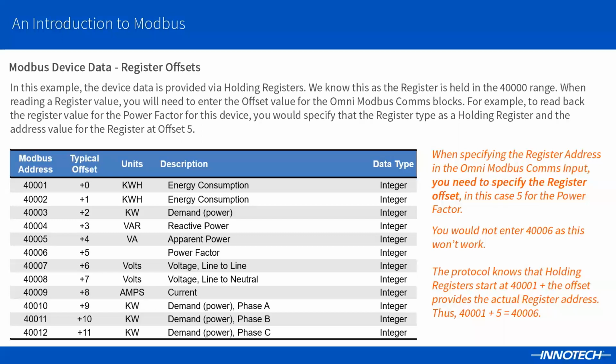If you don't have the offset, it is generally the register address minus 1. However, you need to check the datasheet, as manufacturers can provide the Modbus data in a number of creative ways, which may not follow the typical Modbus model.